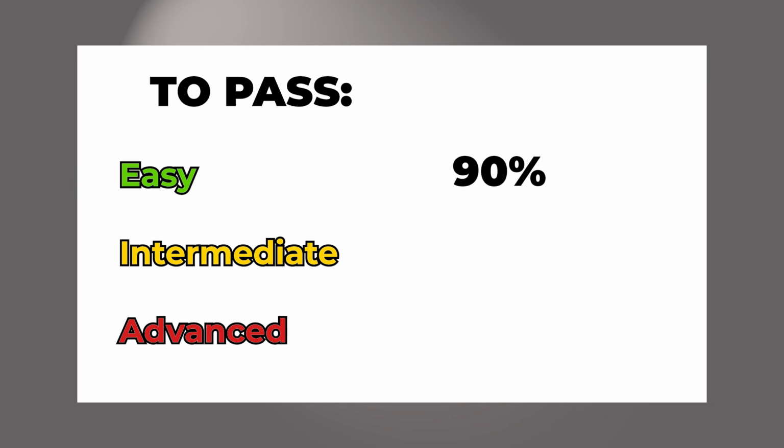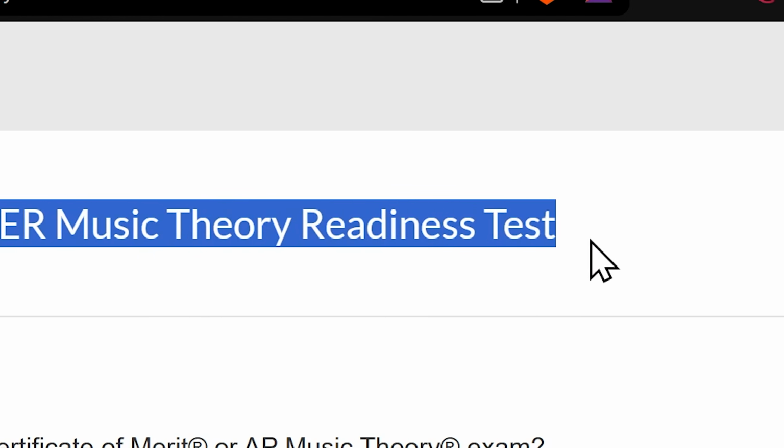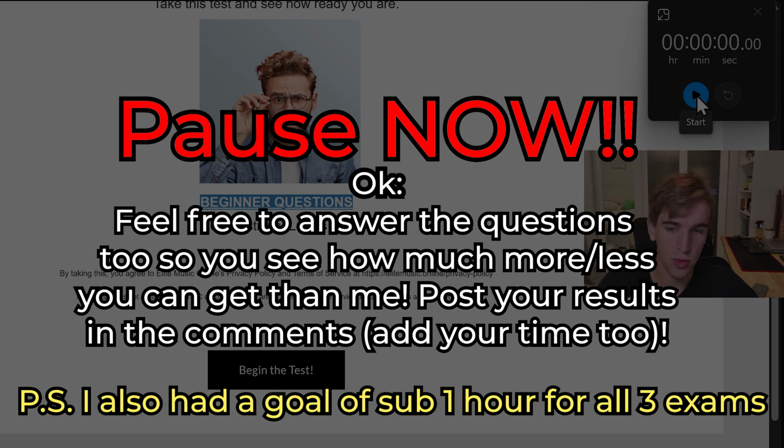90% is passing for easy, 70% for intermediate, and 50% for advanced. By the end of this video, if I can pass 2 out of the 3 exams, then I will be crowned the music theory champion. Let's go! Beginner Music Theory Readiness Test. Okay, I'm not a beginner. 20 questions, let's get it.